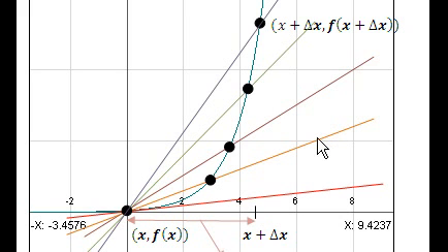Now, what I'm going to do here is find the slope of the secant line. It's just like finding the slope of a line that passes through two points on the graph. It's y2 minus y1 over x2 minus x1, and that's what we're going to do.